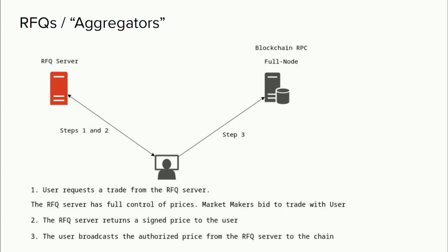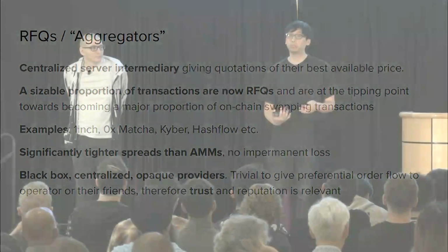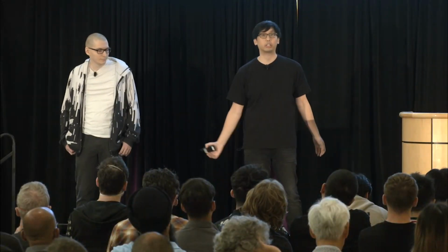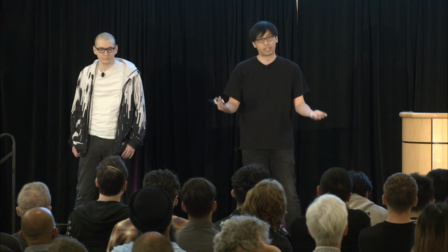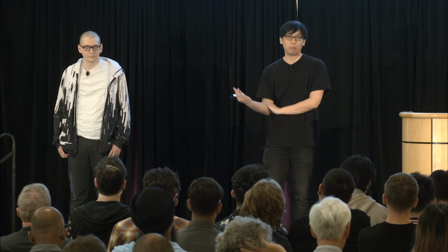So there are some issues here with RFQs. It's a trusted intermediary. A sizable proportion of DeFi is now becoming RFQs. Give it a couple more years at the current trajectory, they're going to dominate, right? They just have the tightest spreads compared to other things on chain right now, because they don't have to deal with these fee constructions and these other things. And you have basically what amounts to black box, centralized, opaque providers.